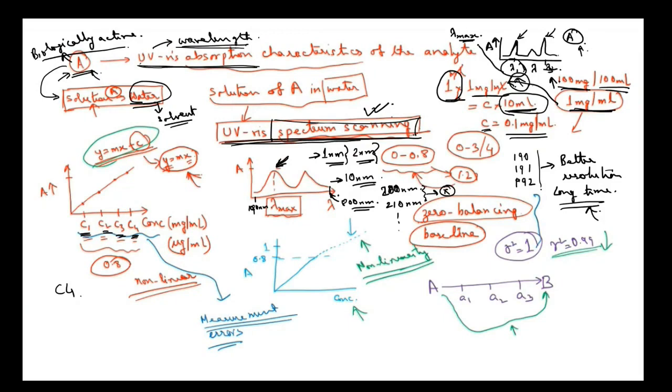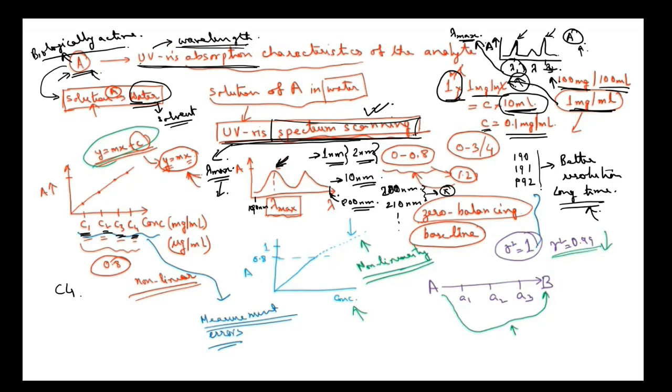So lambda 1 is my lambda max. I will set the spectrophotometer to work at lambda max. And now the spectrophotometer will be capable of giving me results, which means absorption values, at this lambda max. Okay.